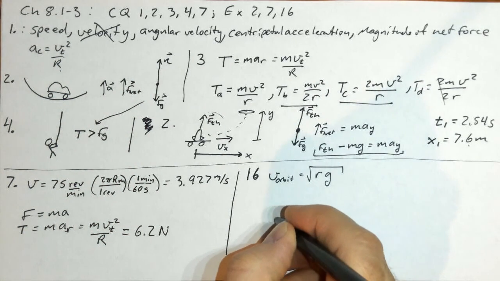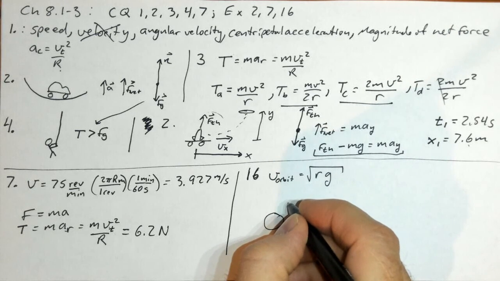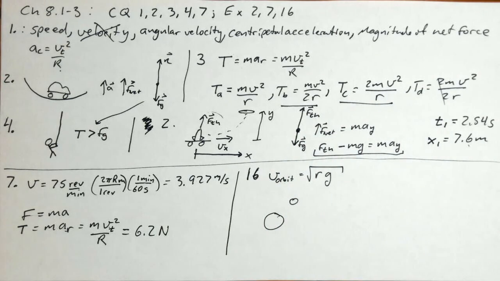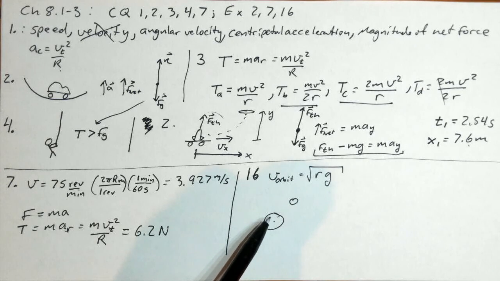Let's take a picture of this problem. We've got some planet here, and we've got a moon. Let's take this to be the Earth and a low orbiting satellite. If it's a low orbiting satellite, that means it's awfully close to the surface of the Earth, which means the distance between the center of the Earth and the satellite is pretty close to just the radius of the Earth.